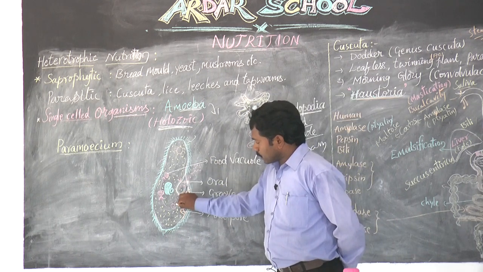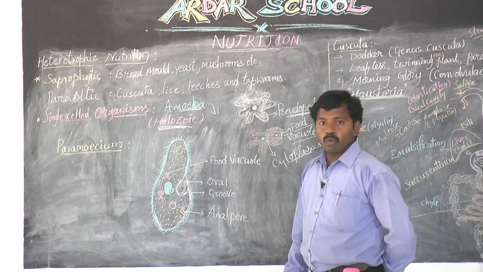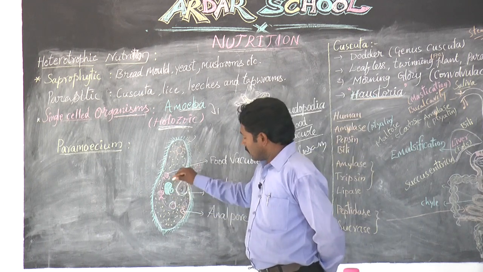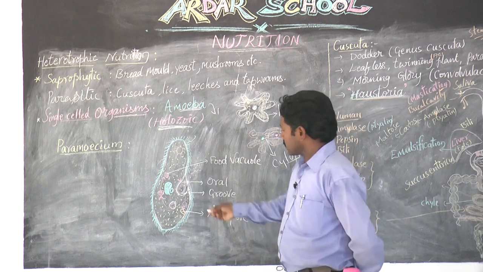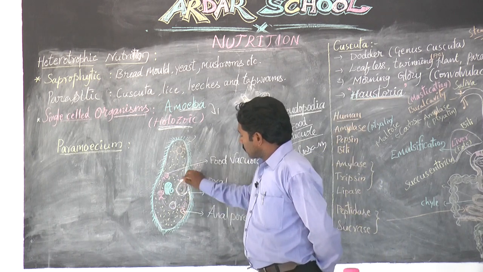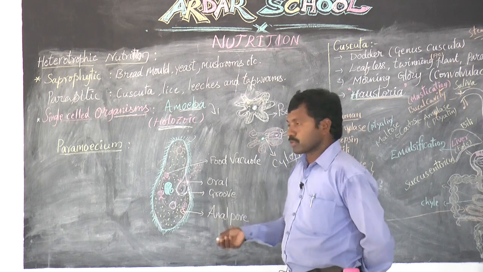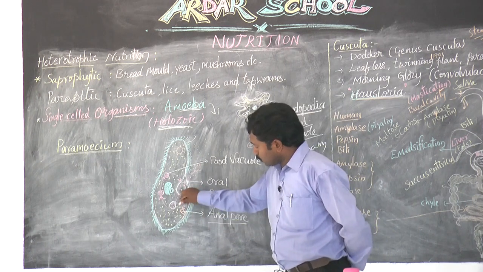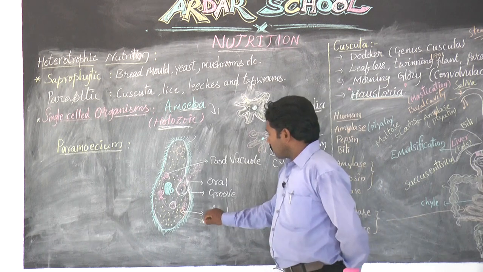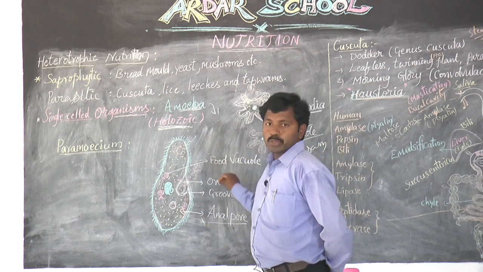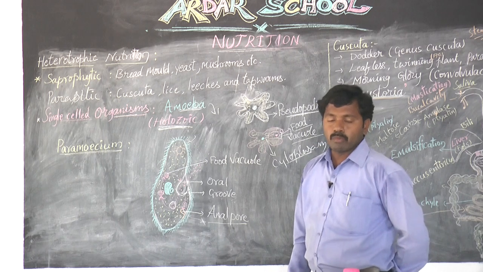After that, it enters the cytoplasm, where a food vacuole forms inside the body. Some enzymes act on these complex compounds and break them down into simple compounds. The digested material is absorbed, and the remaining waste, undigested material, is removed through the anal pore and comes outside of the body. So it is called holozoic nutrition. Paramecium and amoeba are the best examples.